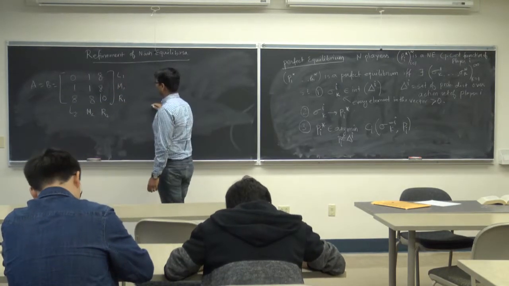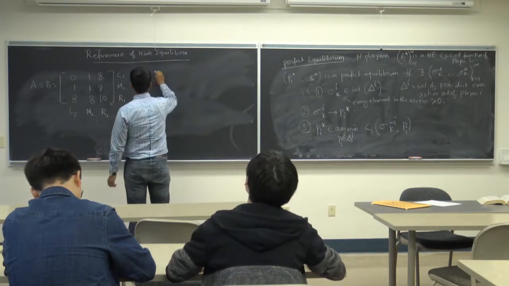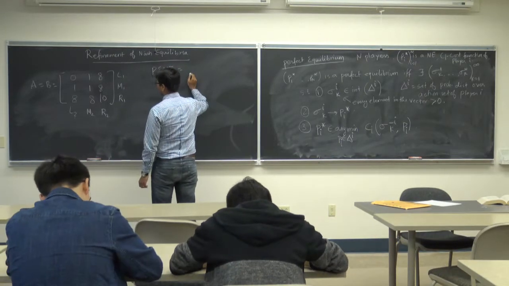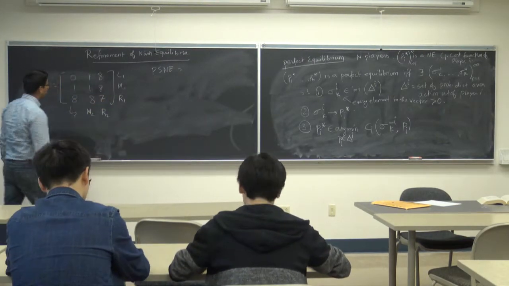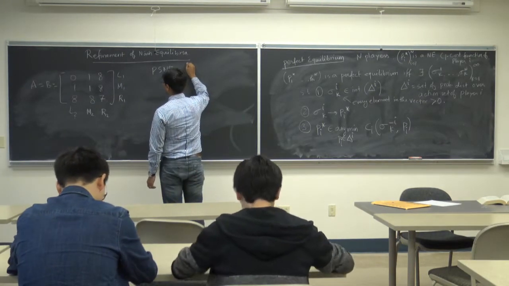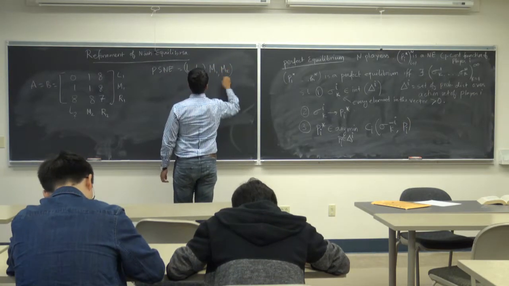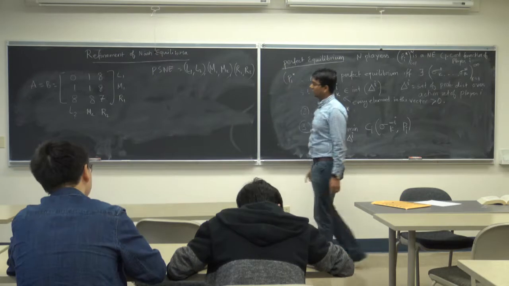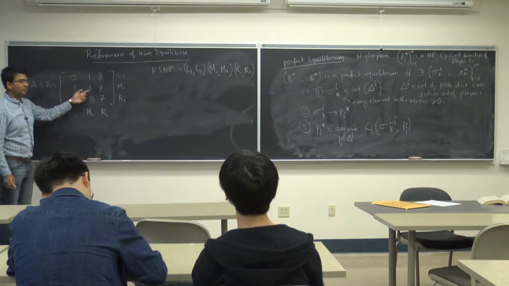In this case, with actions L1, M1, R1 and L2, M2, R2, the set of PSNE is... you know, let me change this to something else. Let me change this to 7. Okay? So I have PSNE, which is (L1, L2), (M1, M2), (R1, R2). Okay? So all these three diagonal terms are in equilibrium.